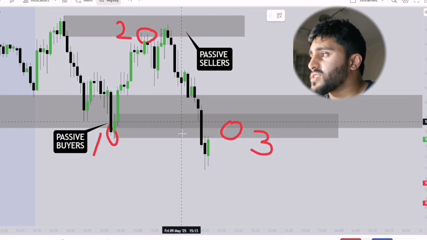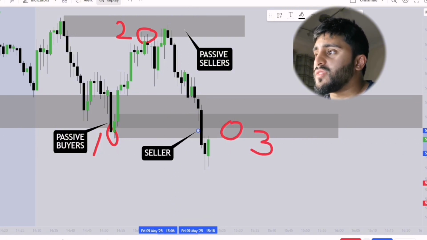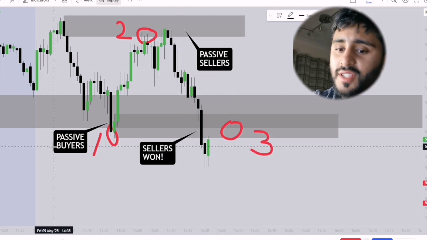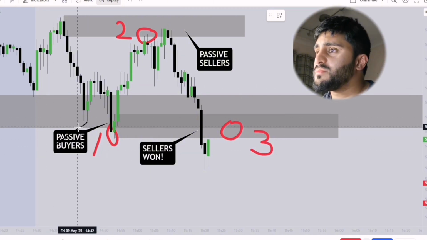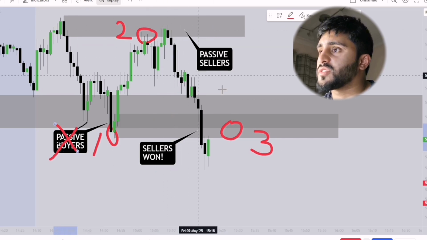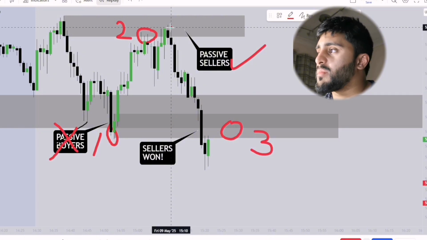Now from here, we're at an interesting area. Number 3 is an interesting area. The reason for that is because these passive buyers failed, right? They failed to hold the level. So what's going on here is that sellers won. And the reason why sellers won is because here the passive buyers failed, right? So if I just kind of put that in red, these previous passive buyers did not show up, right?